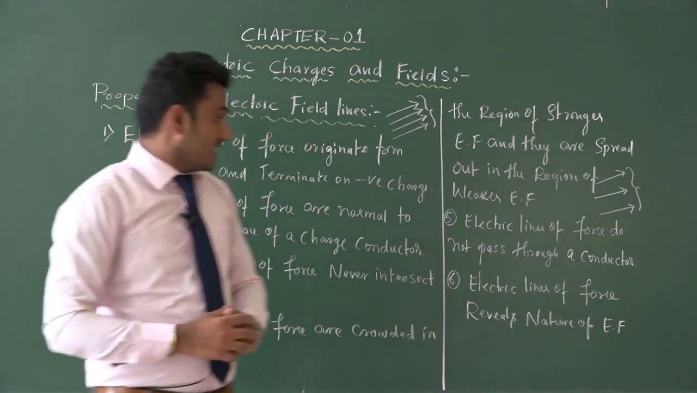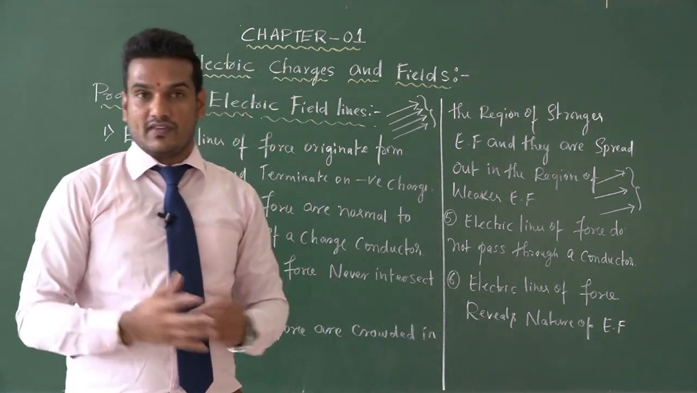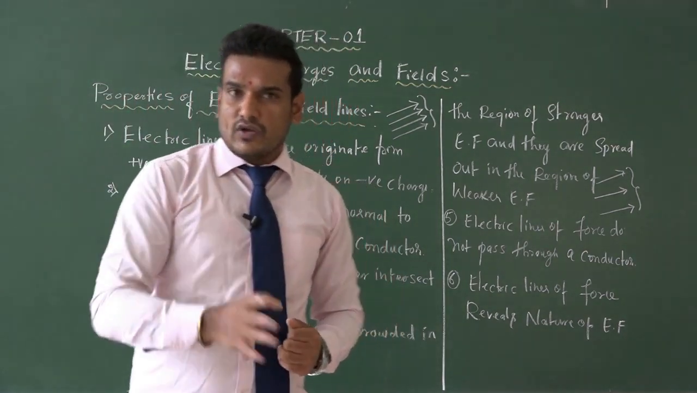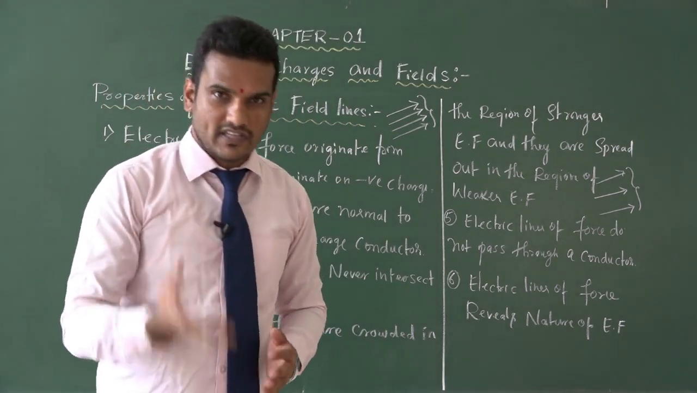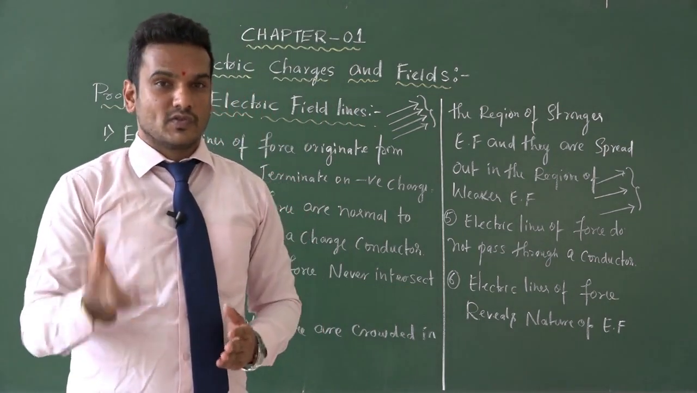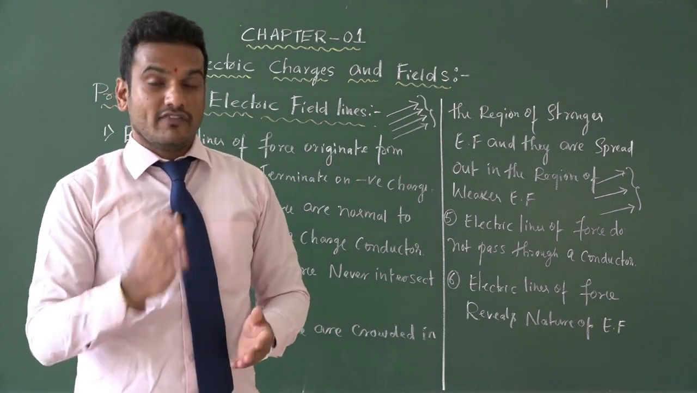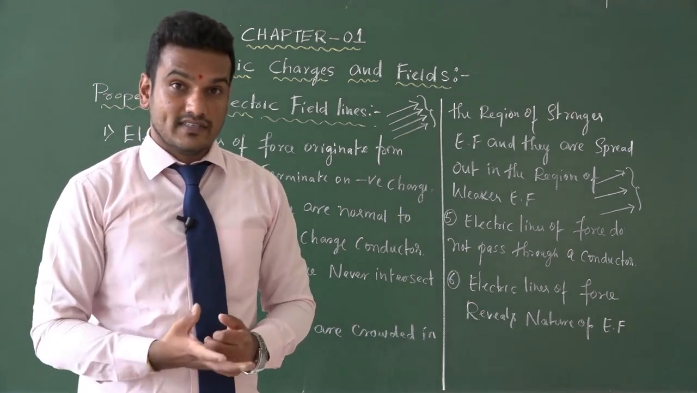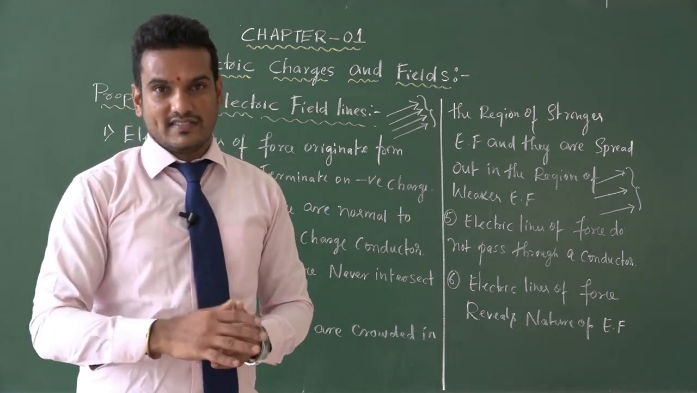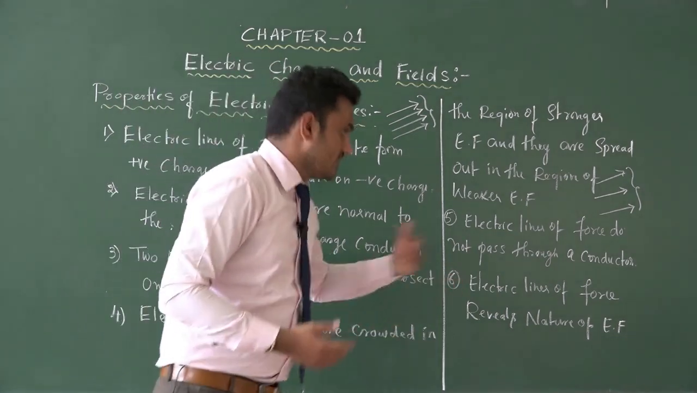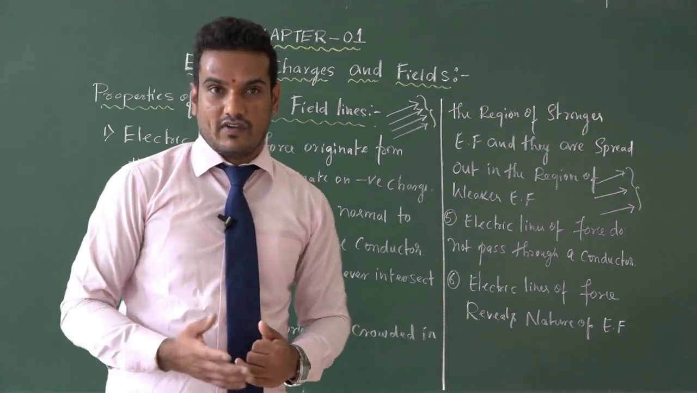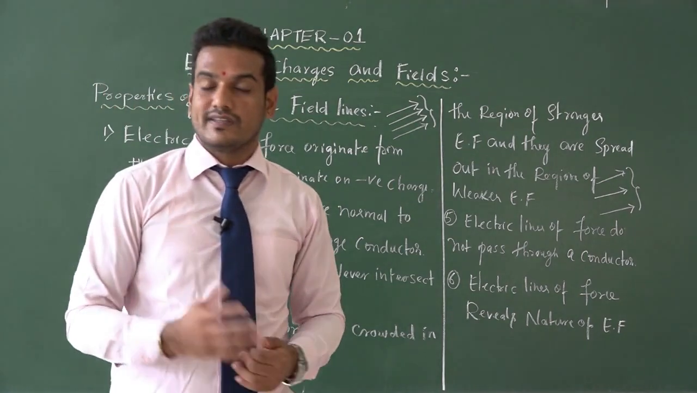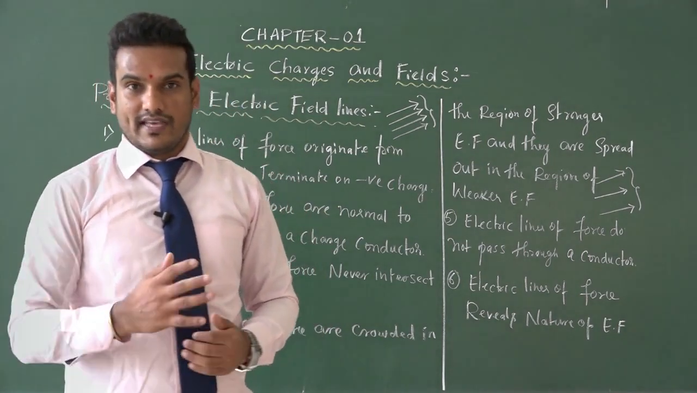The sixth one, electric lines of force reveal the nature of electric field. What is the nature of the electric field if I consider a negative point charge or negative source charge? What is the nature if I consider a positive source charge? What if I consider similar charges, like charges, or unlike charges? So everything it reveals: electric lines of force reveal the nature of electric field. So these are the properties of electric field lines or electric lines of force, very important for 3 marks. Any 3 you can write in the examination.